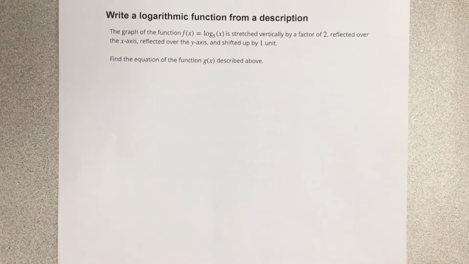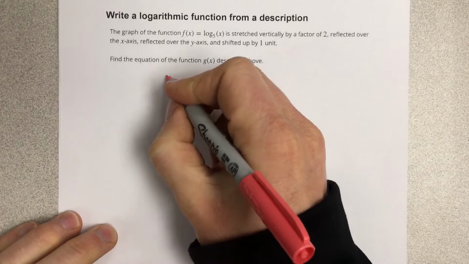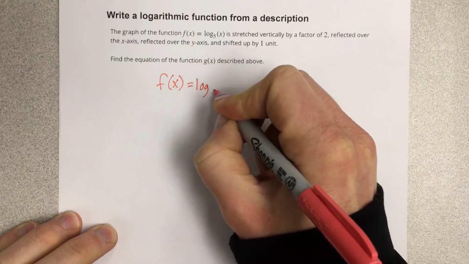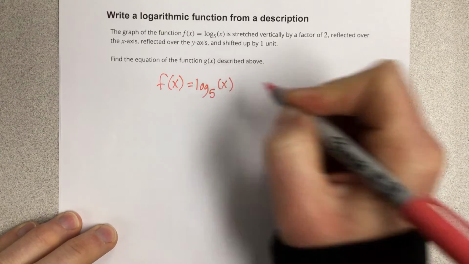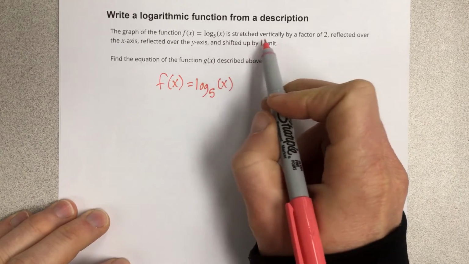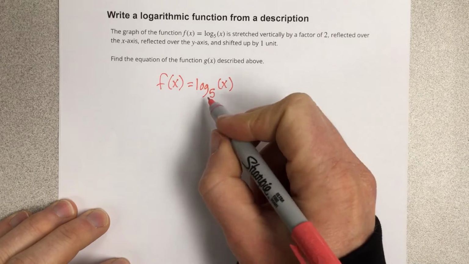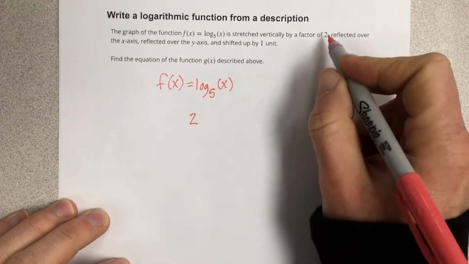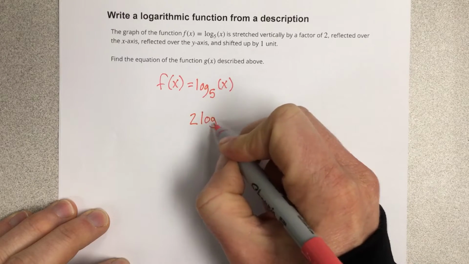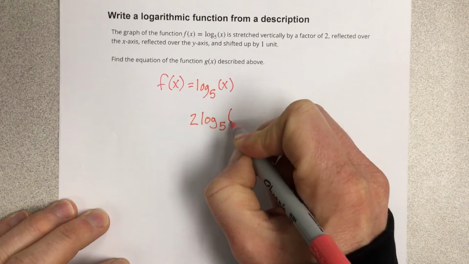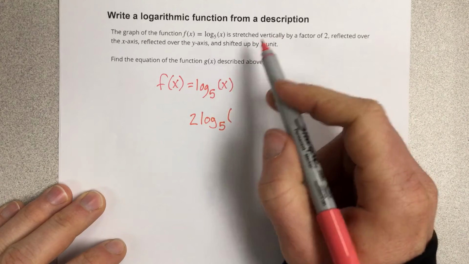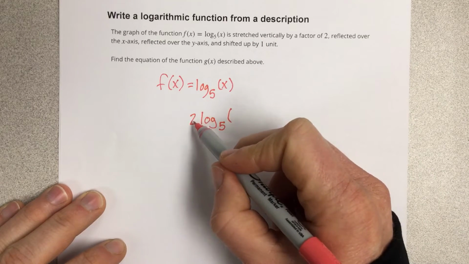In this video, we're going to write a logarithmic function from a description. They give us this base function of f of x equal to log base 5 of x. It says it's stretched vertically by a factor of 2. So we have 2 times log base 5 of x. So that's the vertical stretch. Anytime you have a vertical stretch, you're basically multiplying the whole function by 2.